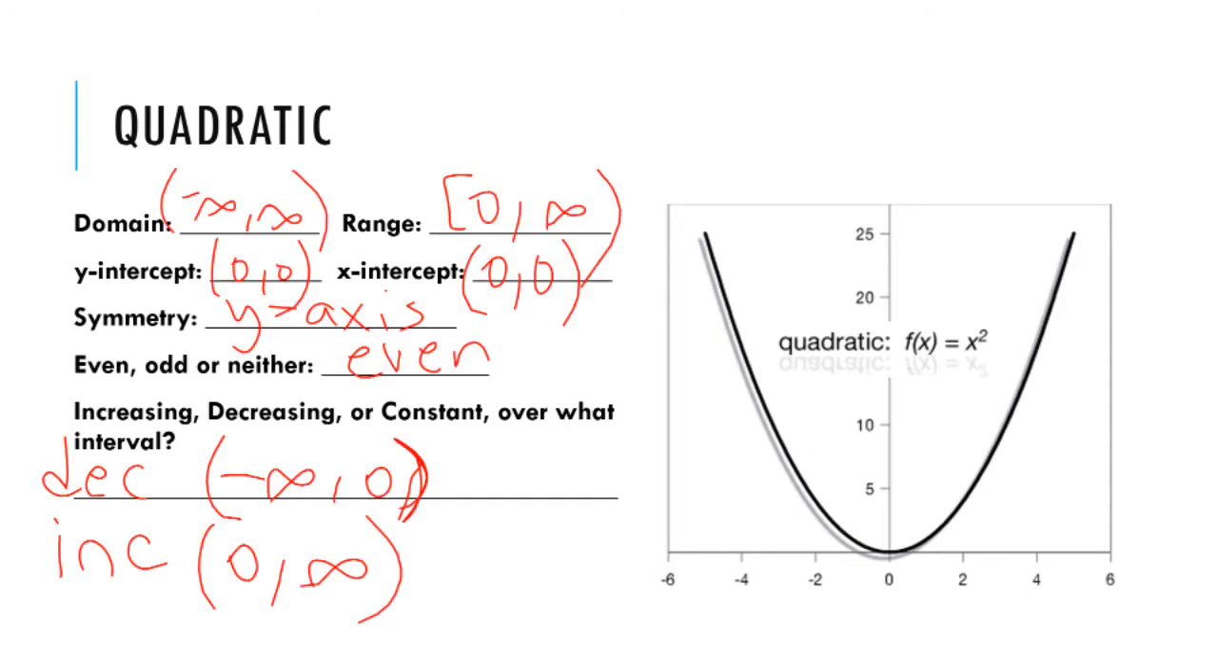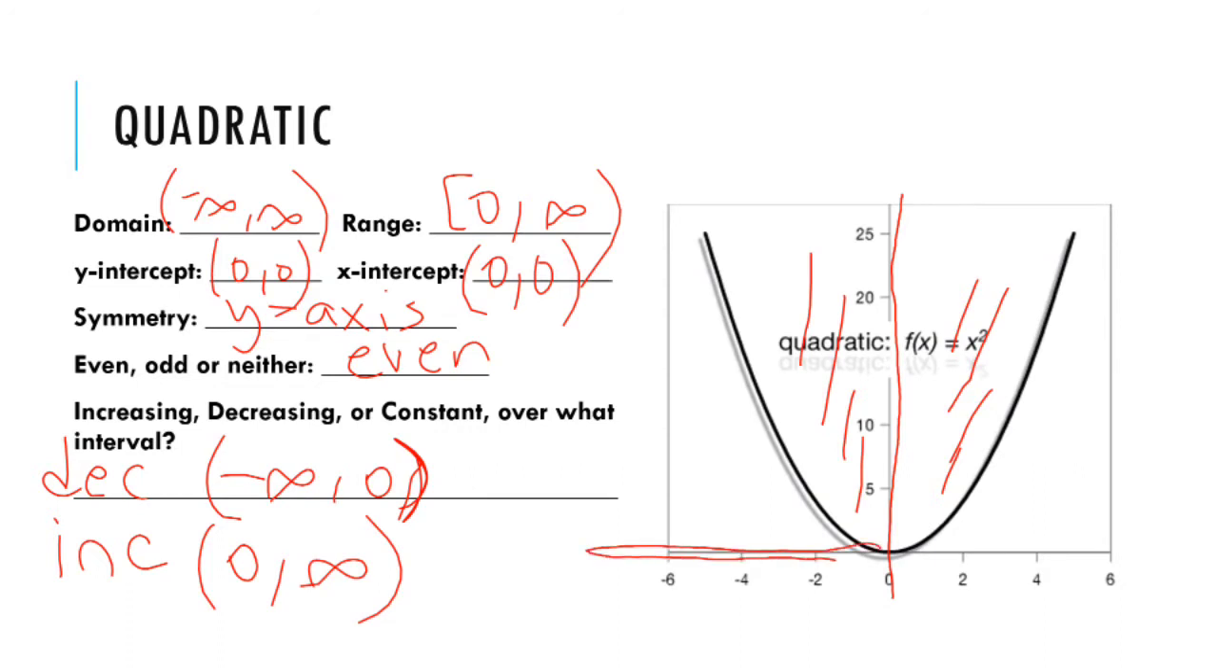The quadratic function y equals x squared has x and y intercept 0, 0. It is an even function since it's symmetrical according to the y-axis. So if you try to fold the function according to the y-axis, you will see that the two parts will coincide. I'm talking about this part and this part. It decreases right here, which is negative infinity to 0, and increases from 0 to infinity.